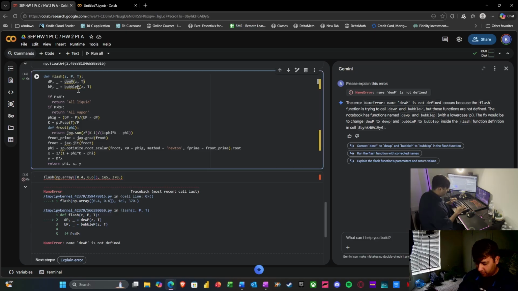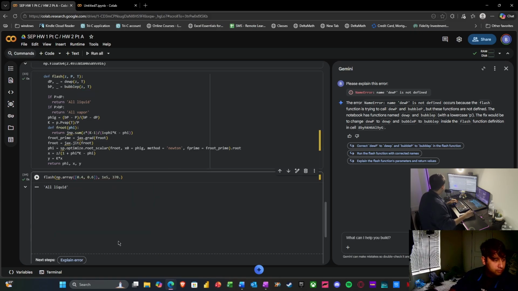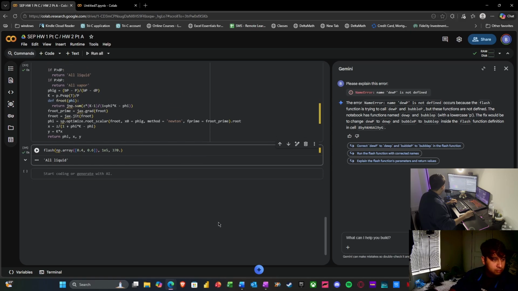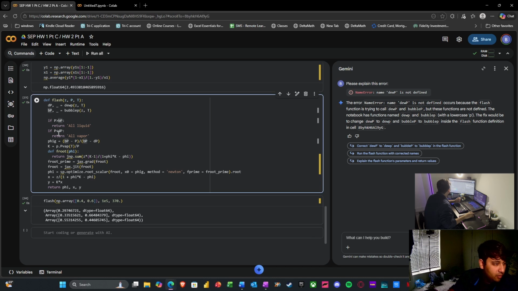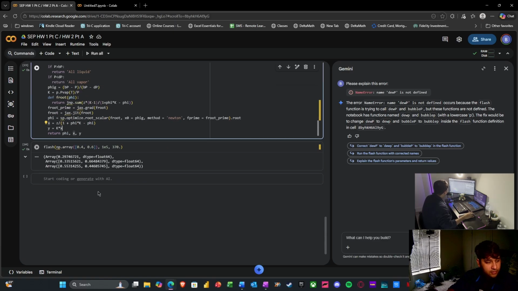Oh, this might have to just be lowercase. One sec. Okay, found the problem. The bubble pressure and dew pressure were switched, so I've switched them now. The dew pressure was up here, which wouldn't make sense, because if it's dew pressure, it can't be all liquid. So it's bubble pressure where we get all liquid, and the sign was opposing the other way.